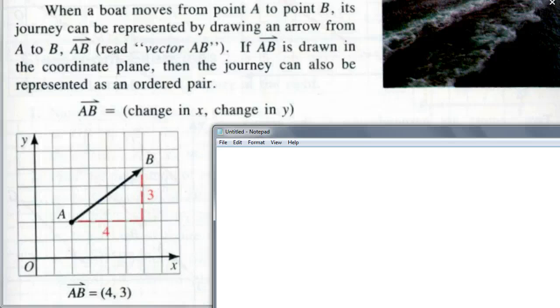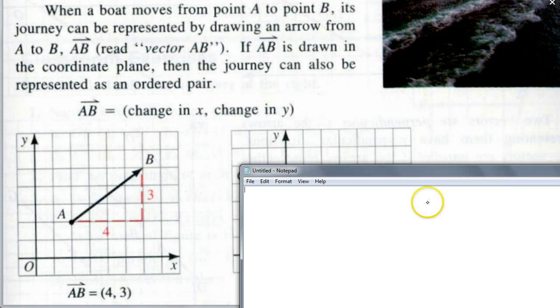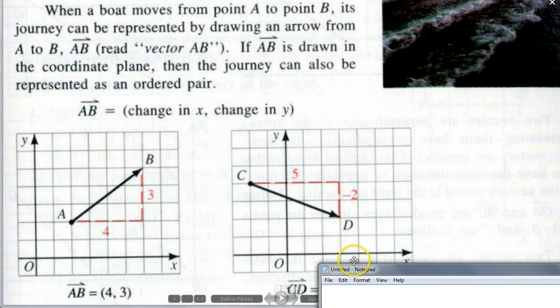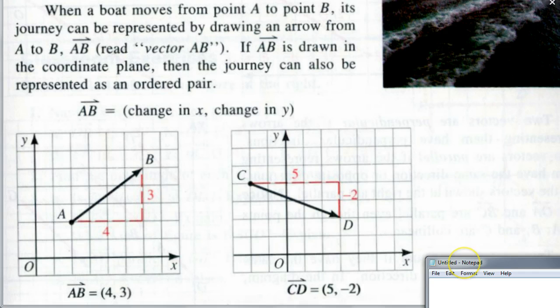Do you see that? Okay, how would you write then this vector CD? What would you write as an ordered pair, this vector CD? How about Katie? 5, -2 is correct. Does that make sense? So do you see how it's 5, -2? Because look at the change in x from C to D. It's 5 units, right? To go from C to D, you go to the right 5 units and go down 2. Does that make sense?